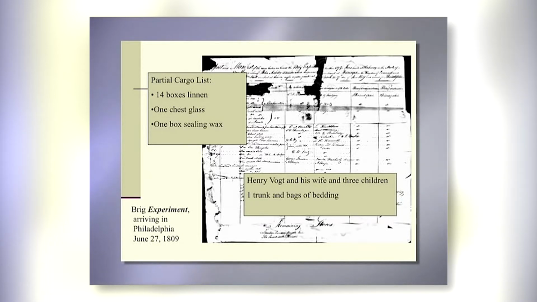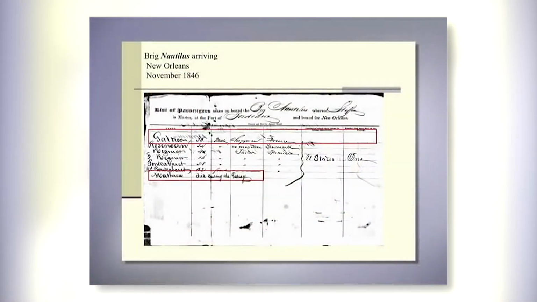So you'll see there are 14 boxes of linen, 1 chest of glass, 1 box of sealing wax. And for passengers, we have an example of Henry Vogt and his wife and 3 children. Now, the rest of the family's names are not listed. So all we know is Henry Vogt had a wife and he had 3 children that came with him. We don't know their names. But we do know that they were carrying 1 trunk and some number of bags of bedding. The number isn't there.